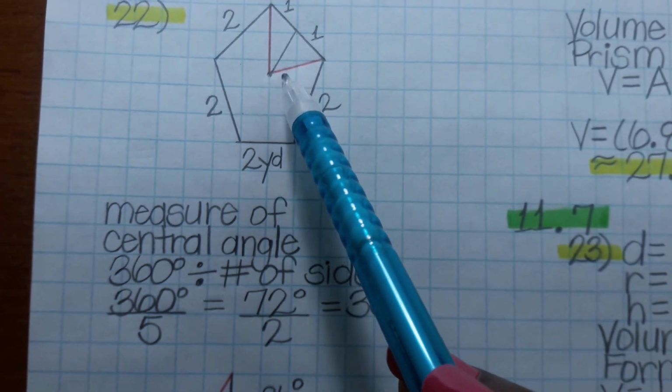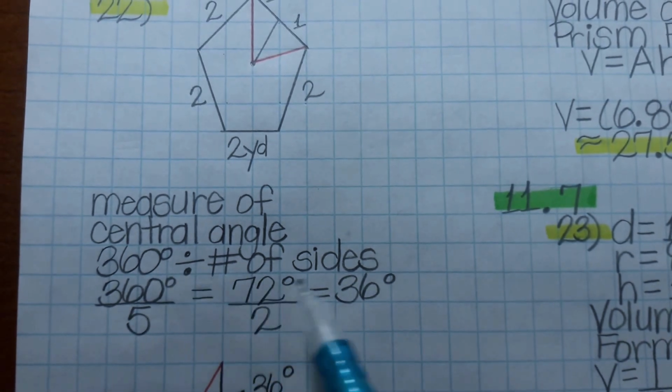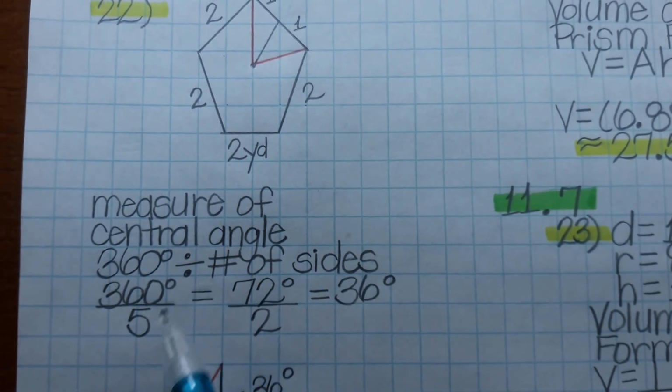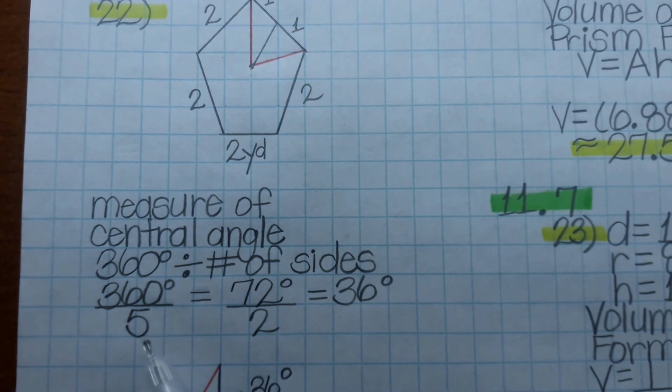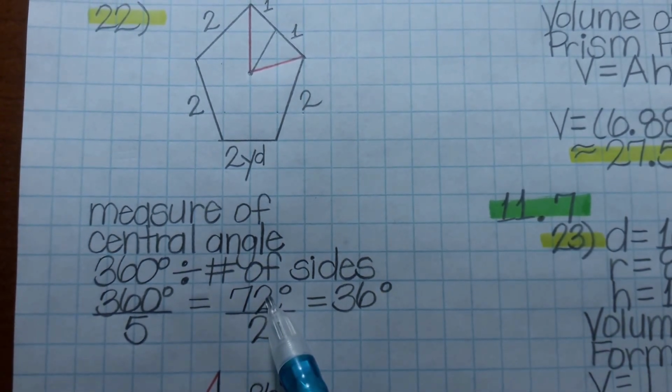So to find the central angle, I have to apply my formula, which is 360 divided by the number of sides. Now I know that a pentagon has 5 sides. So 360 divided by 5 will give me 72 degrees.